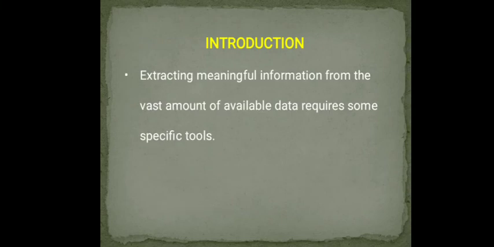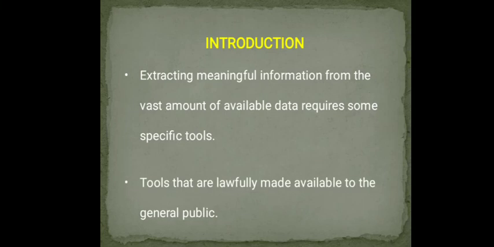Extracting any meaningful information from the vast amount of available data requires some specific tools. Here we are talking about the biological data, which might be related with the proteins, nucleic acid, or other molecules, or they might be the data related to some molecular structures. This data would be further used for extracting some other information like the structure of any compound, like their interaction, like their three-dimensional configuration. All these things can be performed using some specific tools, or we can say softwares.